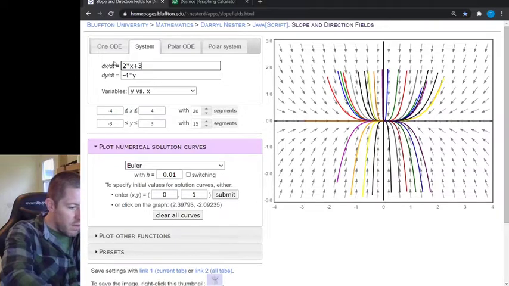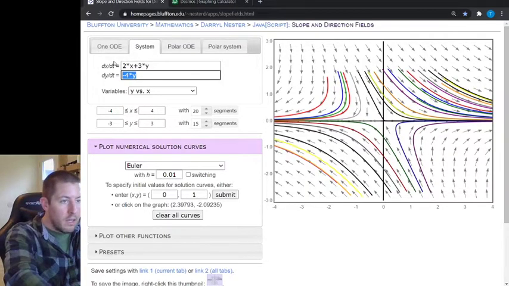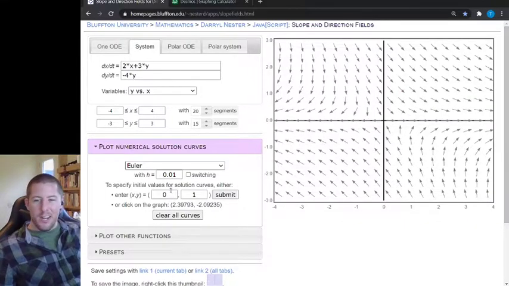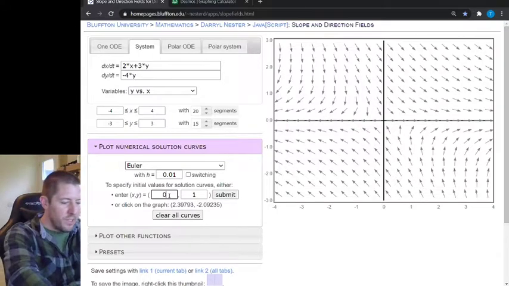2x plus 3y and negative 4y. Oh man, I cheated right there. Oh, I ruined it for myself. So let's go ahead and do this now. We know that we were looking for stuff that was on this line, this y equals negative 2x.